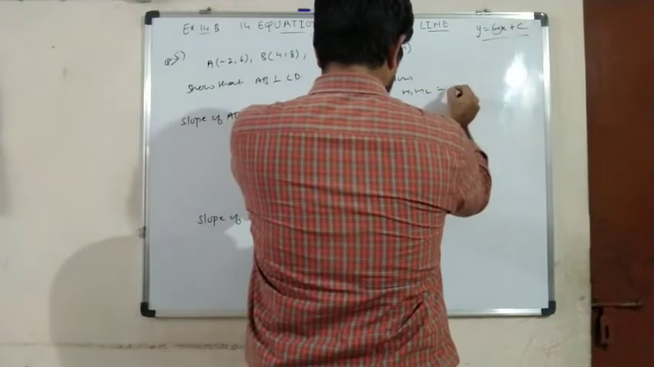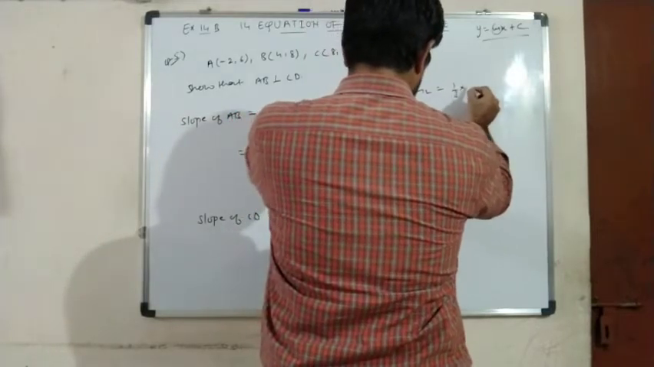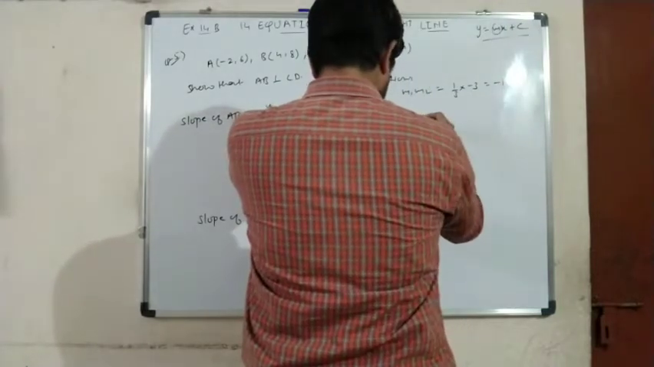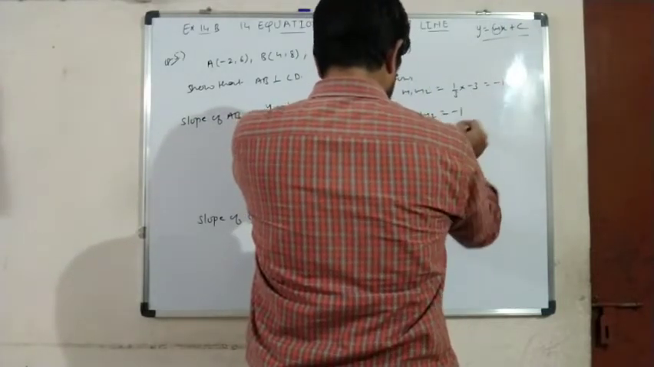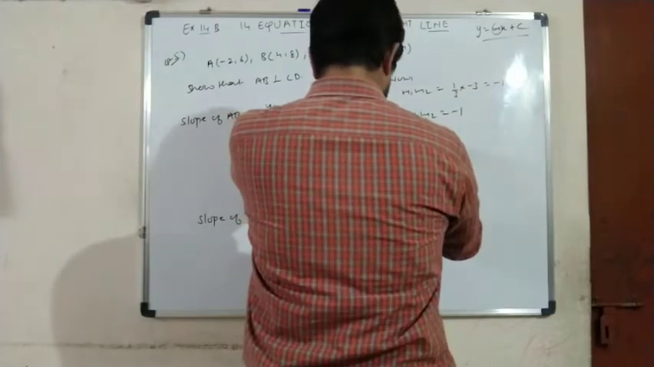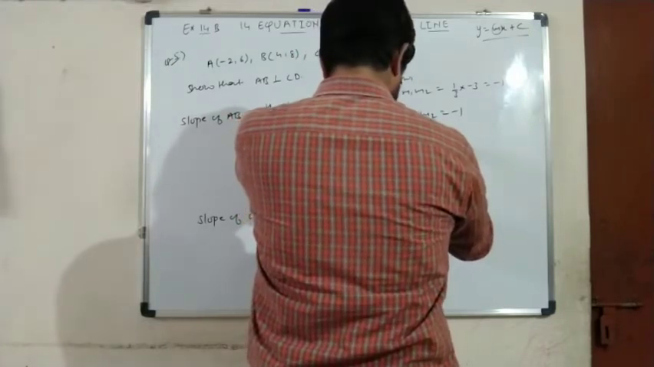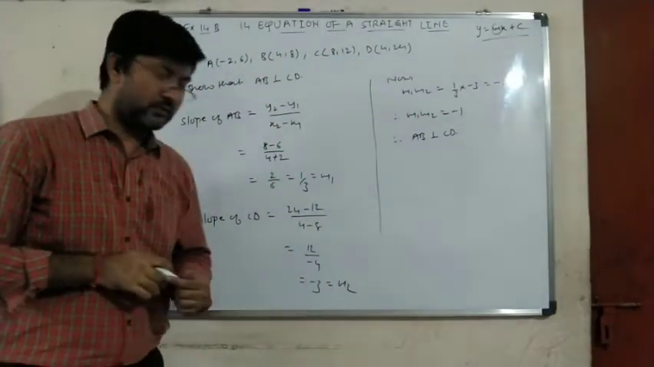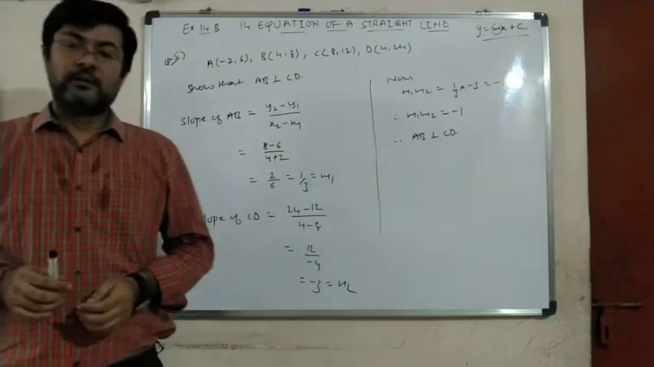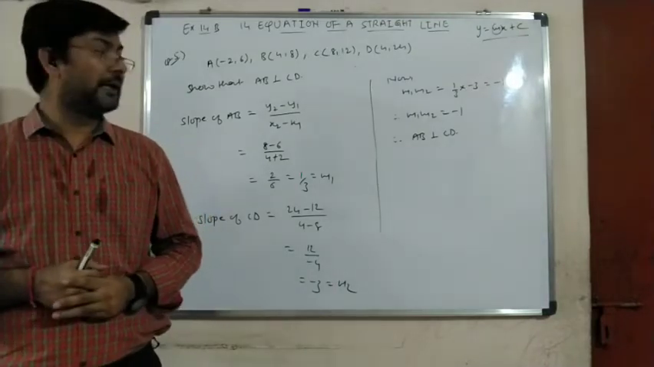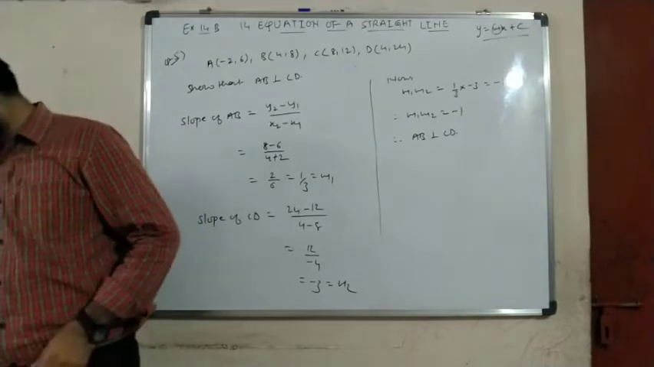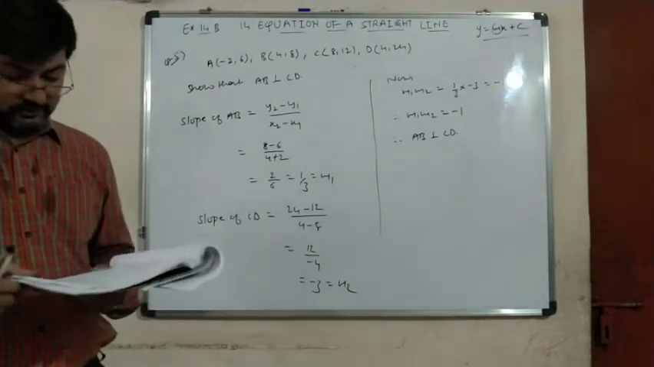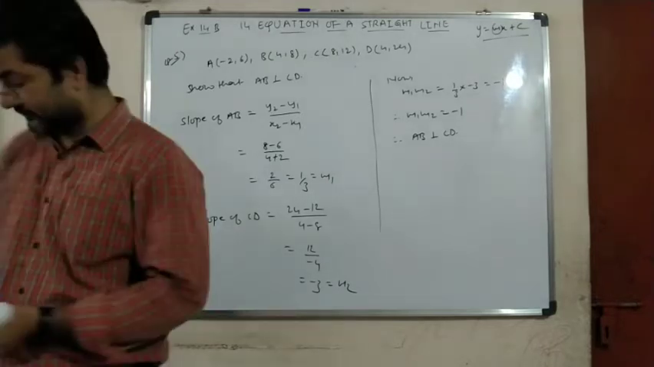Okay. Now M1 into M2 is equal to 1 upon 3 into minus 3, equal to minus 1. Therefore we got M1 into M2 is equal to minus 1, and therefore we can say that AB is perpendicular to CD because the product of their slopes is equal to minus 1. Clear? Okay, now we will solve the next question, that is question number 6.